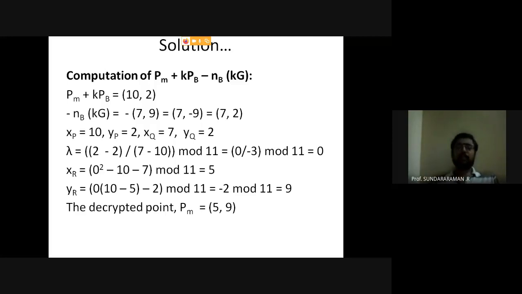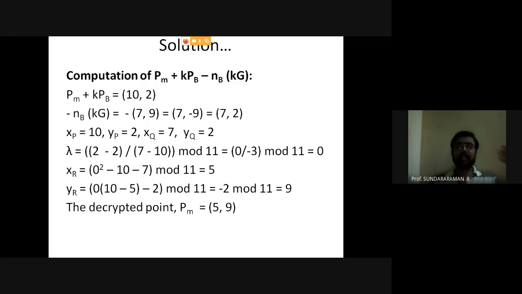So as usual, Yp and Yq are equal, therefore the numerator is 0, therefore lambda is equal to 0. So xr equals lambda square minus xp minus xq, that is minus 17 mod 11, that is minus 6 mod 11, which is equal to 5. And coming to yr, it is minus 2 mod 11, which is equal to 9, right? And now we have come to the end of the decryption process. The decrypted point Pm is equal to 5 comma 9, right?